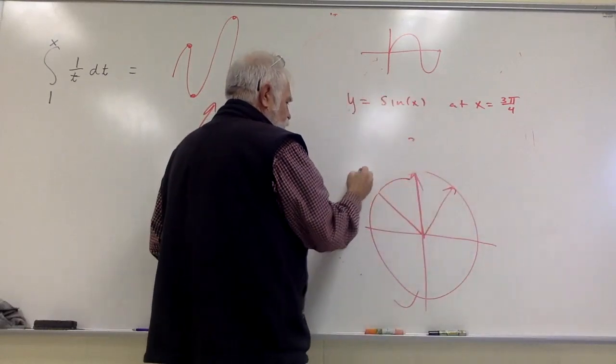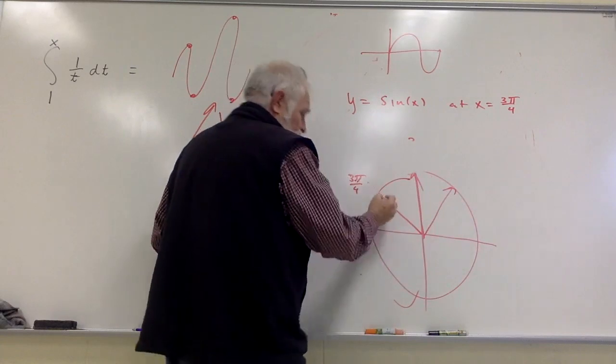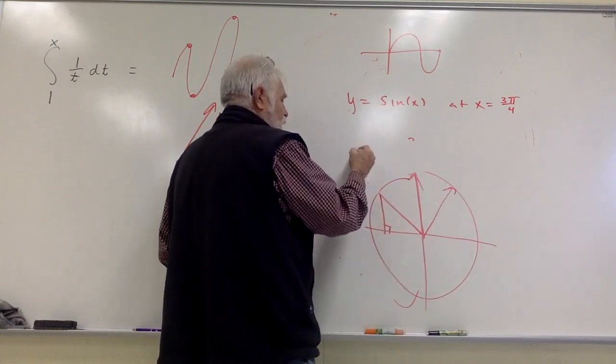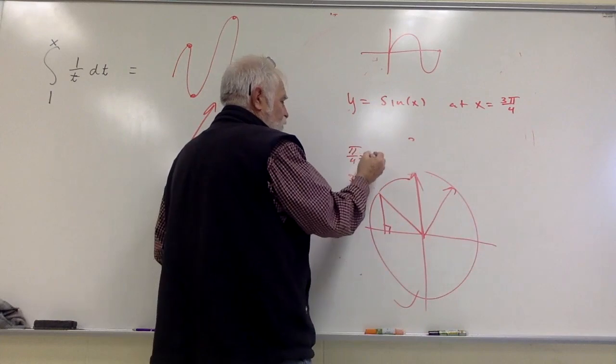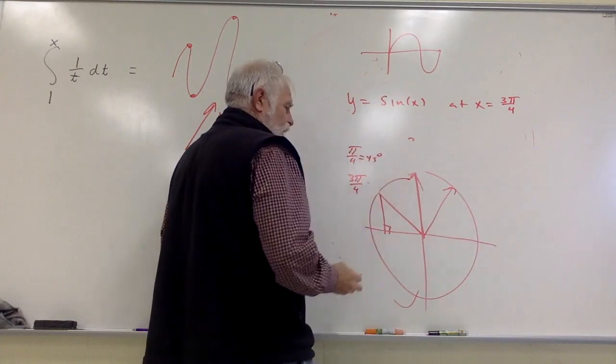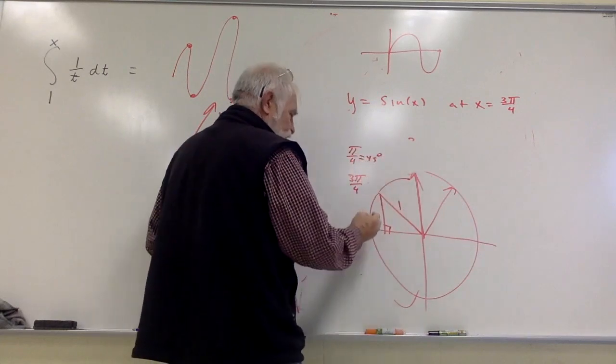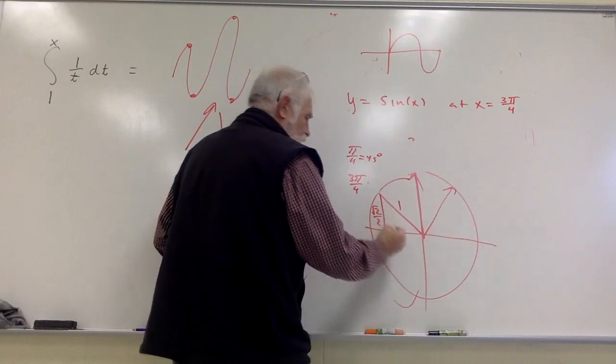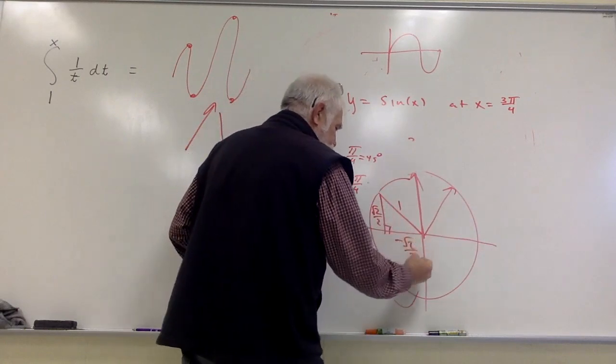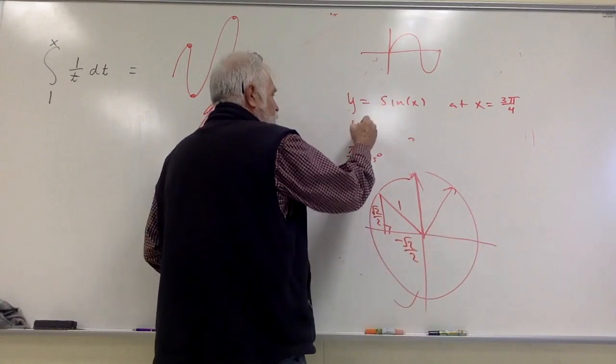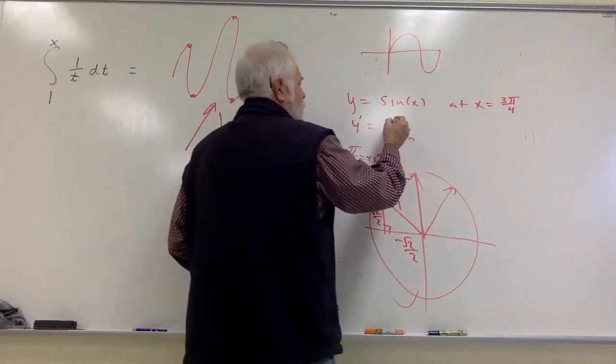All right, so now what do we do? We're at 3 pi over 4. We draw the triangle. We hopefully recognize that pi over 4 is a 45-degree triangle. I hope you know the ratios. Root 2 over 2, negative root 2 over 2. Okay? So what is the derivative of sine function? Cosine function.